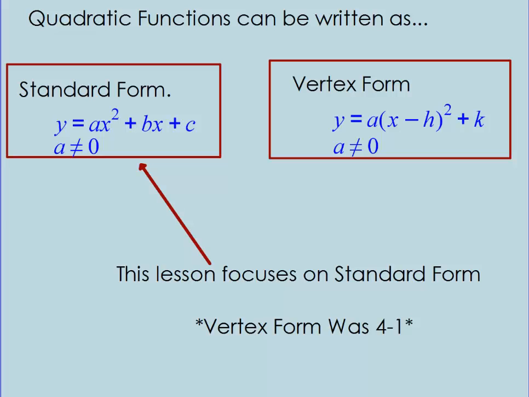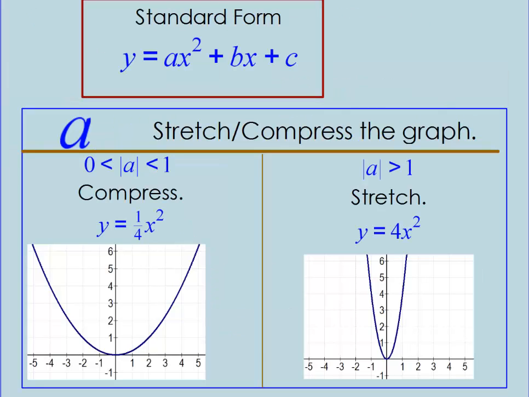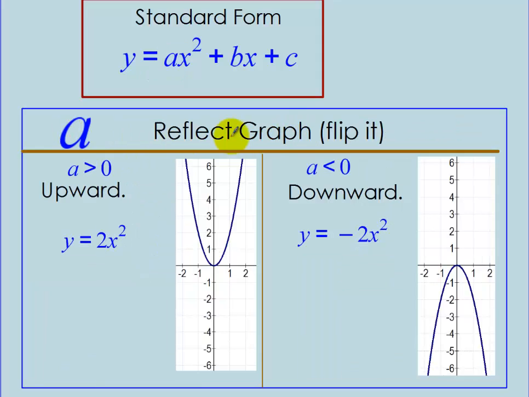Let's begin. So this lesson is about the standard form for quadratic functions. We did vertex form last time. So what key features are in standard form? Well, there's a lot of the same ones from vertex form. So for example, the a coefficient for the x squared still stretches and compresses the graph, just like with vertex form. It still reflects the graph, just like vertex form.